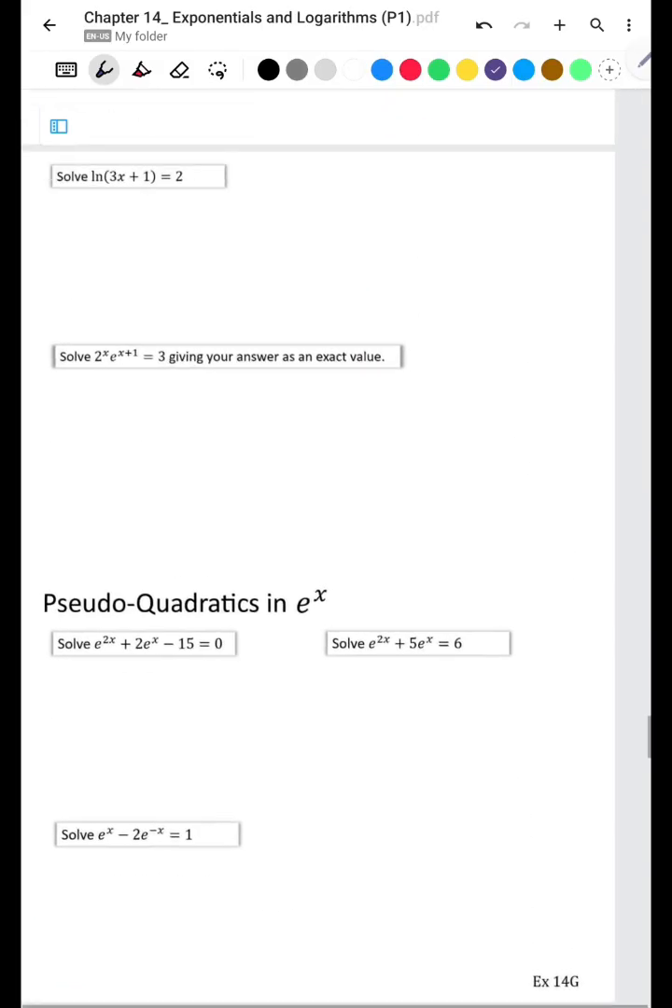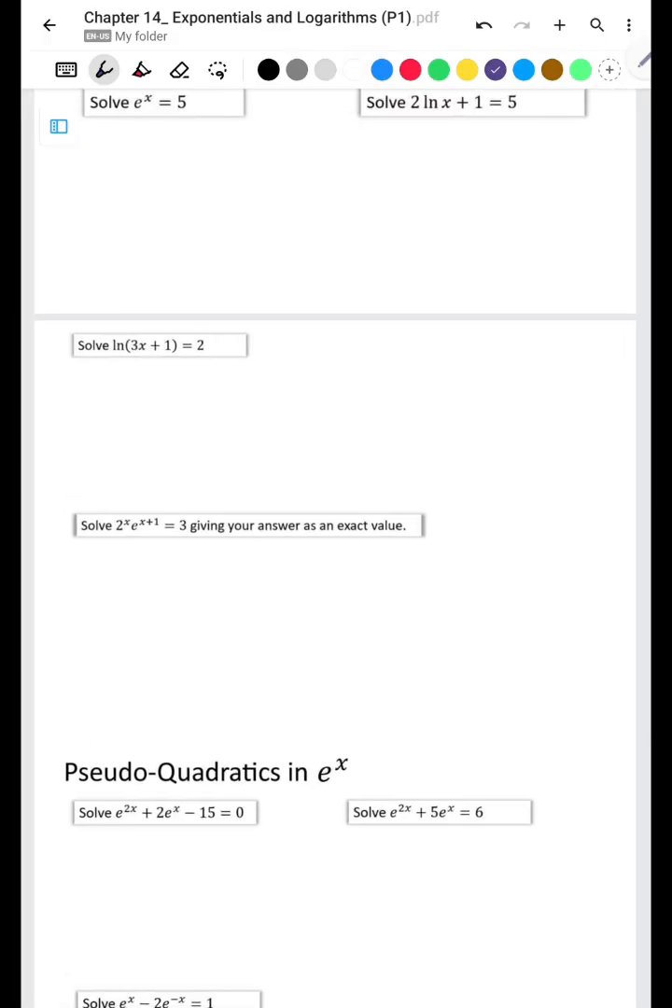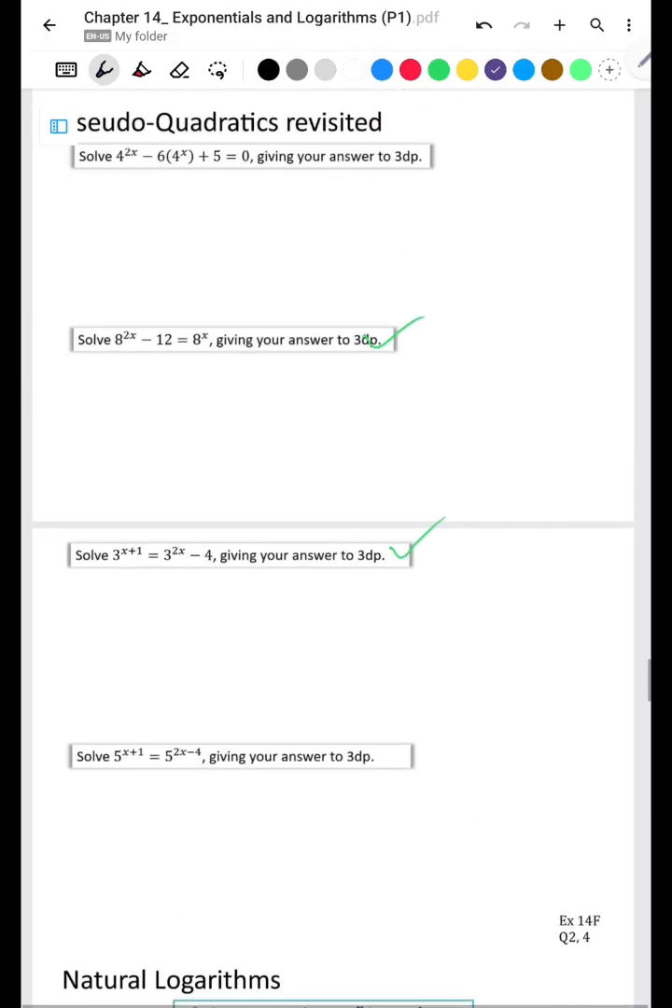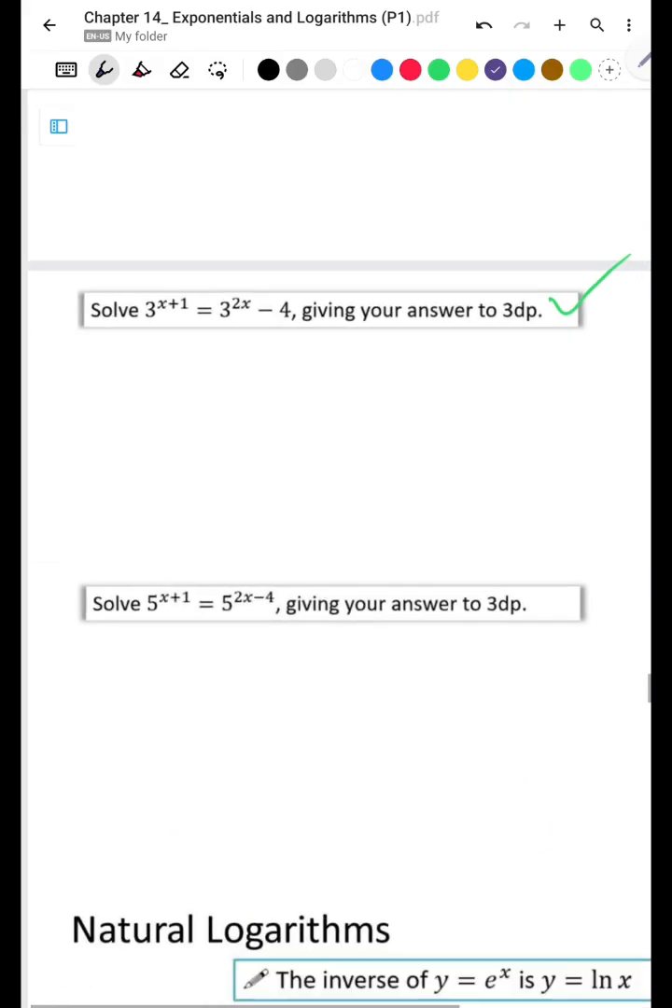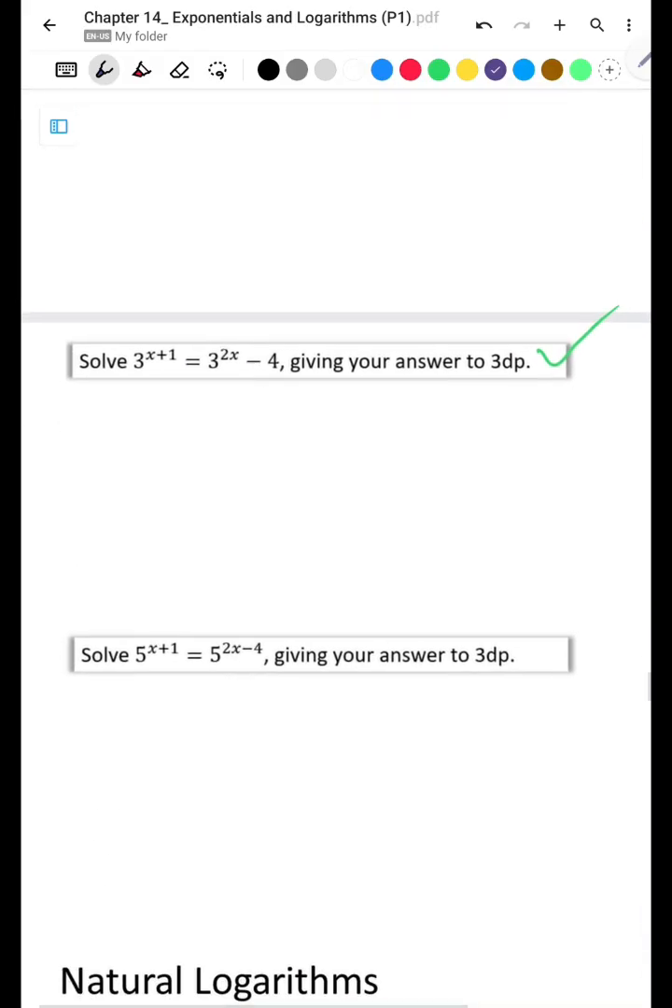And I would love to do one of this. Now moving on, let's go through one of this. Yeah, let's do this one here. Giving your answer to 3 decimal places, I know I'll be having an answer that deals with decimal numbers. Solve 3 to the power of x plus 1 is equal to 3 to the power of 2x negative 4.